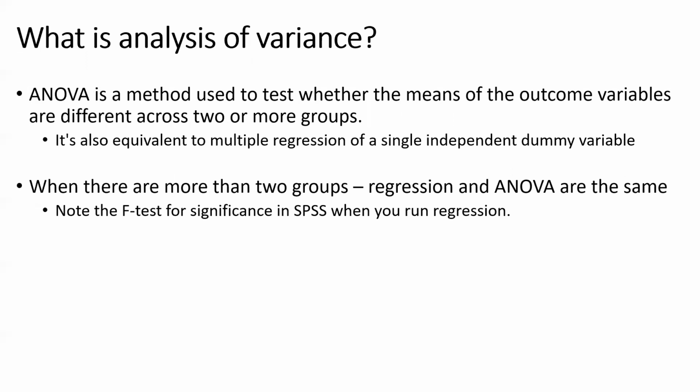What about analysis of variance? Well, we talked about ANOVA earlier in the semester. Ellison's book doesn't cover ANOVA, which is why he's explaining a little bit about what it is. It's a method used to test whether the means of outcome variables are different across two or more groups. It's the same as multiple regression with a single independent dummy variable. For a t-test, we talk about only two groups. It's also equivalent to multiple regression when we have a single independent dummy variable. When there are more than two groups, ANOVA is equivalent to multiple regression for all but one of the groups.